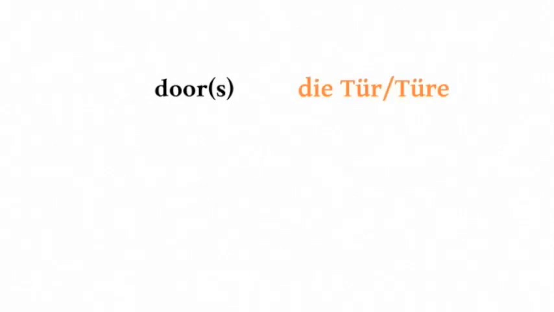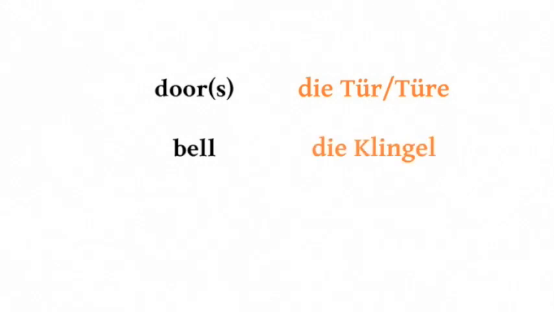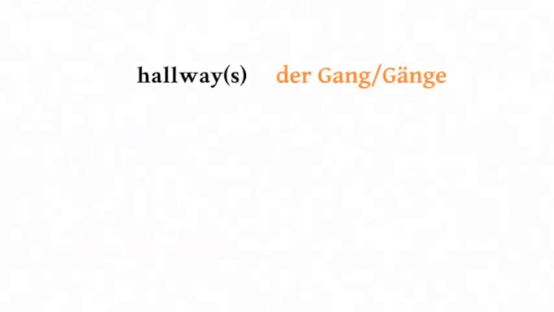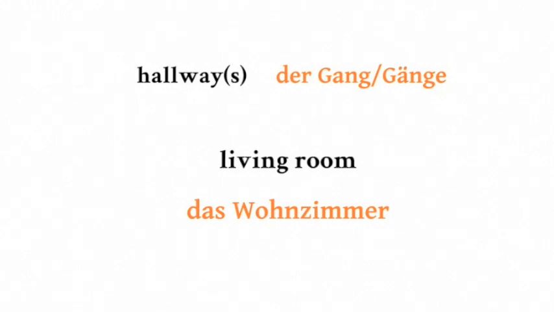Let's continue with important vocabulary in connection with housing. The first word is door or doors. Die Tür, die Türe. Bell, die Klingel. Mailbox or mailboxes. Der Briefkasten, die Briefkästen. Hallway or hallways. Der Gang, die Gänge. Living room. Das Wohnzimmer.